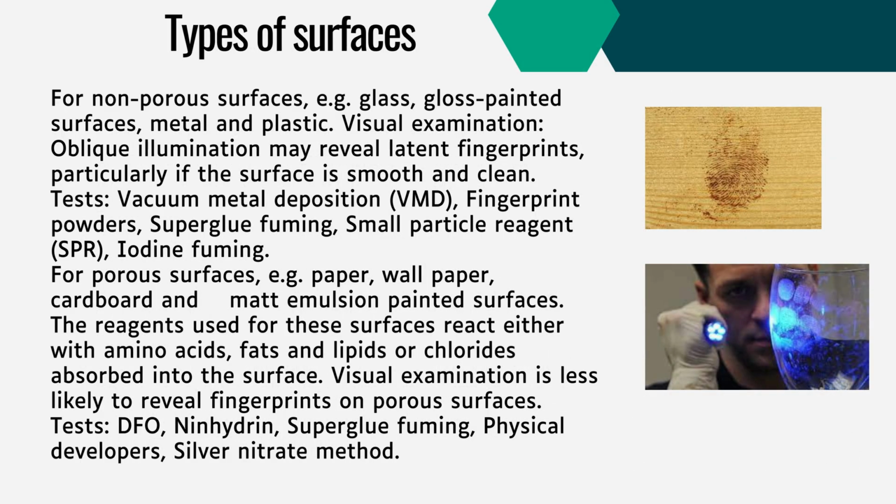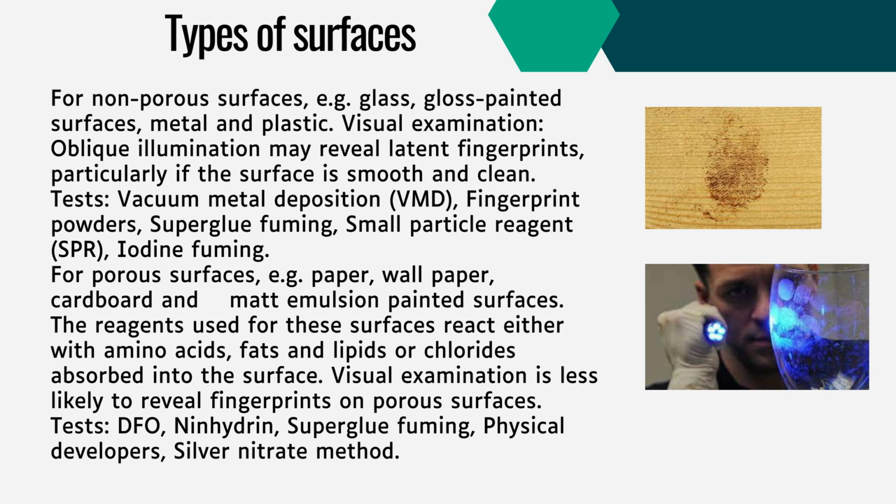Types of surfaces. For non-porous surfaces, for example glass, gloss-painted surfaces, metal and plastic. Visual examination, oblique illumination may reveal latent fingerprints, particularly if the surface is smooth and clean. Tests: vacuum metal deposition, VMD, fingerprint powders, superglue fuming, small particle reagent, SPR, iodine fuming.